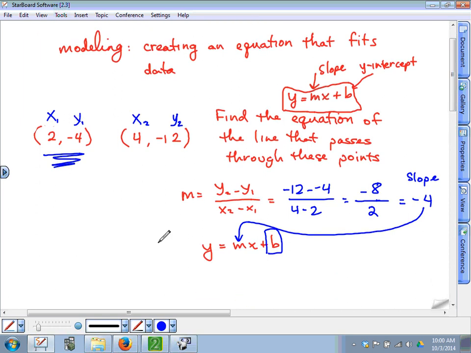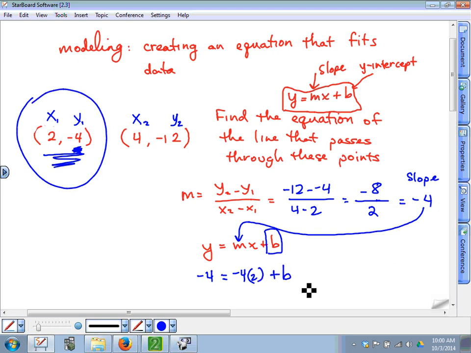So y is going to be -4. I'm using this y value right here. What was m? Now if I'm using this point, what do I use for x? Now look at this. We have an equation with only one thing we don't know, b. So what is b?